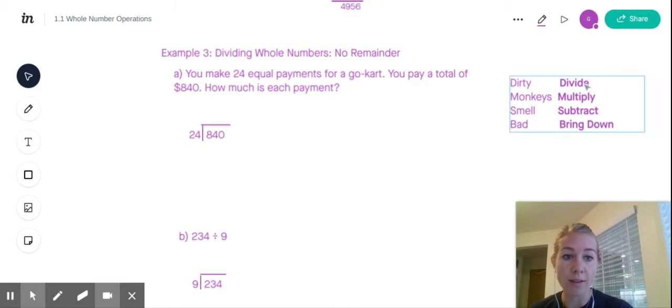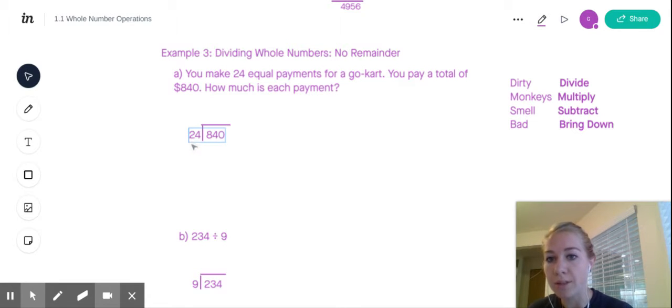So over here, I have a little mnemonic device to help us remember the steps for long division. And the little phrase to help you remember is dirty monkeys smell bad, which they probably do. And dirty monkeys smell bad stands for divide, multiply, subtract, bring down. Okay, so here's how this works.